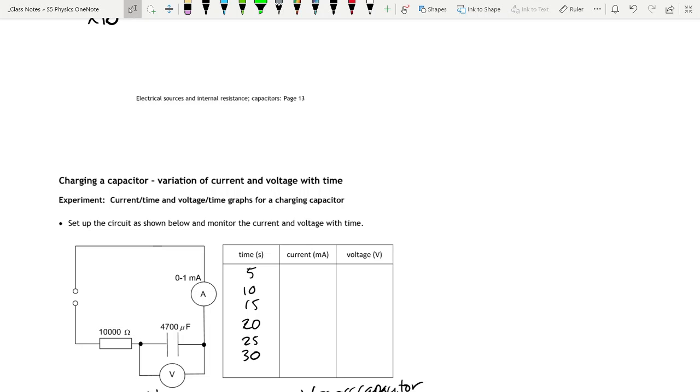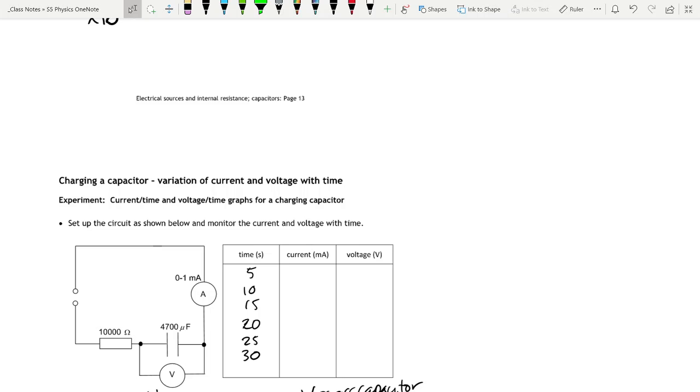So as time goes on in this circuit, more and more charge will get built up on the capacitor and less charge will be available to flow around the circuit. Now, as the charge builds up on the capacitor, that means the potential difference across the capacitor will also increase, and the potential difference in the circuit will start to decrease.